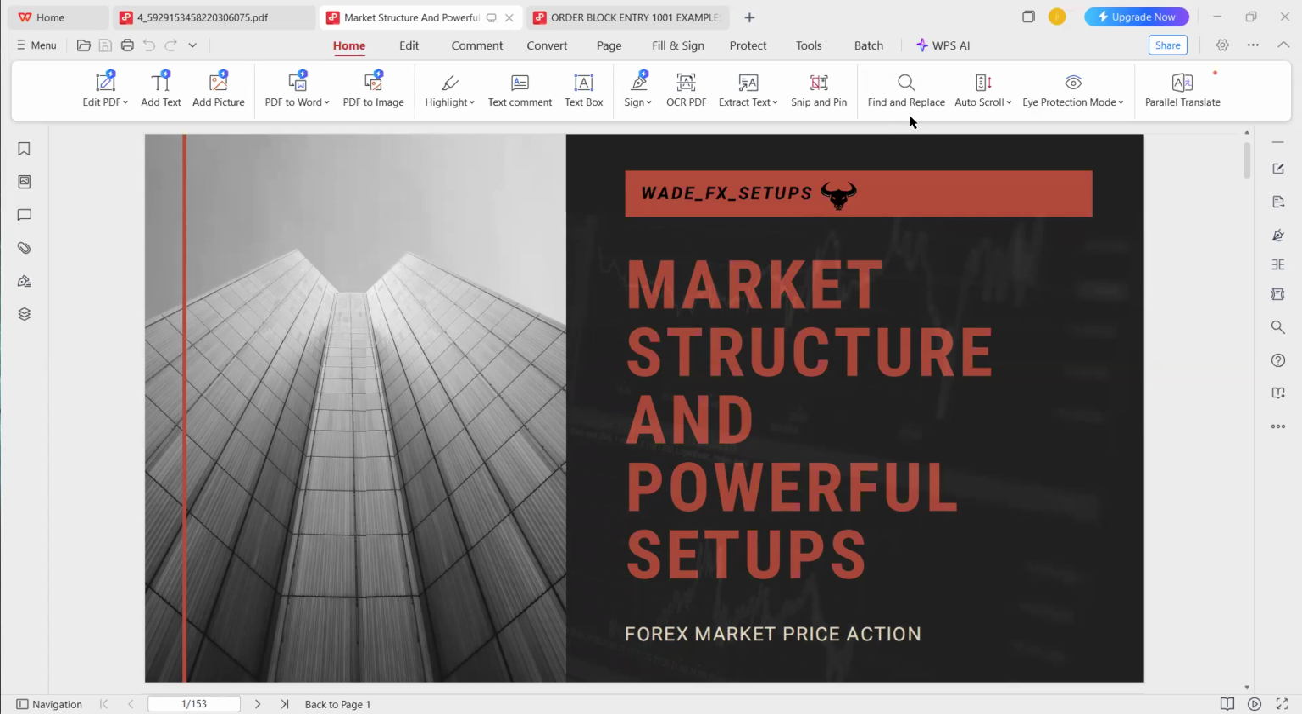So we came back with another book which we are going to go through, another Forex book. This is a request from one of the guys who went through the Candlestick Trading Bible. So they requested that if we get time, we should maybe take a look at this book. This is Market Structure and Powerful Setups, Forex Market Price Action. This is a book by Mr. WadeFX Setups.